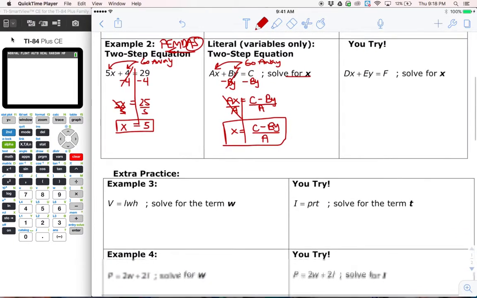I want you guys to take a look at the next problem. You've got different letters here. It's the same process, and you're solving for x. Choose the correct answer on the side in Edpuzzle.